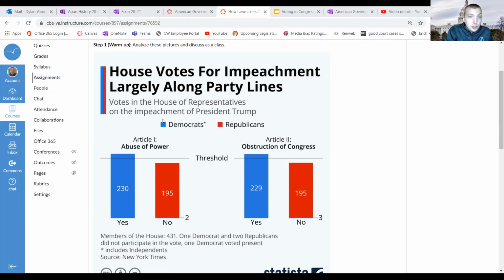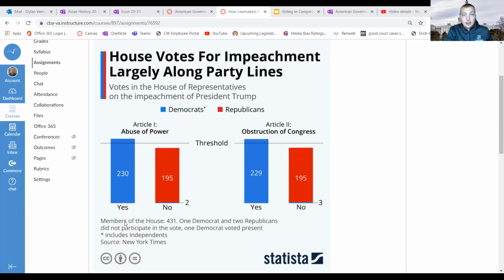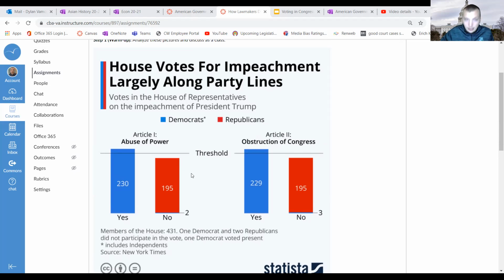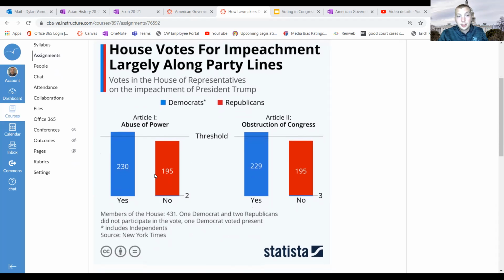So we see here that for the impeachment, and we're going to be talking way more about this pretty soon, they voted on 2 articles of impeachment. We see that all these Democrats voted yes, and the Republicans voted no, and same over here for these. And it says down here for the members of the House, there were 431 in that particular voting area. 1 Democrat and 2 Republicans did not participate in the vote, and 1 Democrat voted present, which is kind of just like saying I'm here, but I'm not voting. And so these ultimately really show the division between political parties.